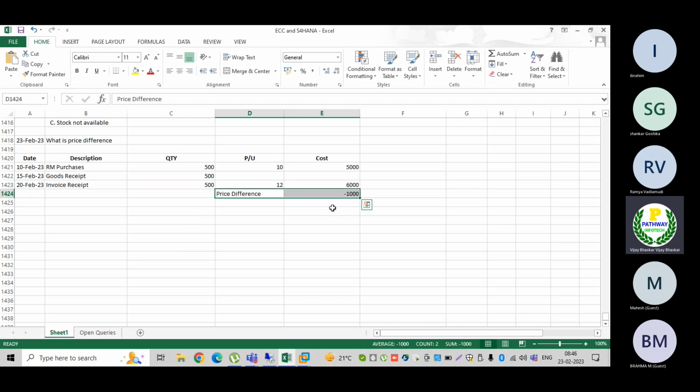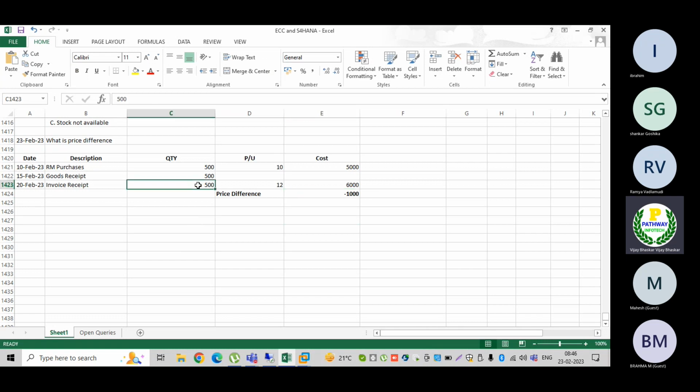Again, if the stock, meaning that what we have done, the 500 quantity we have received from the vendor, this 500 quantity we have not utilized for our production purpose. Still the quantity is lying in my warehouse. At that point of time, this 1,000 rupees price difference, I am going to transfer to the inventory account.